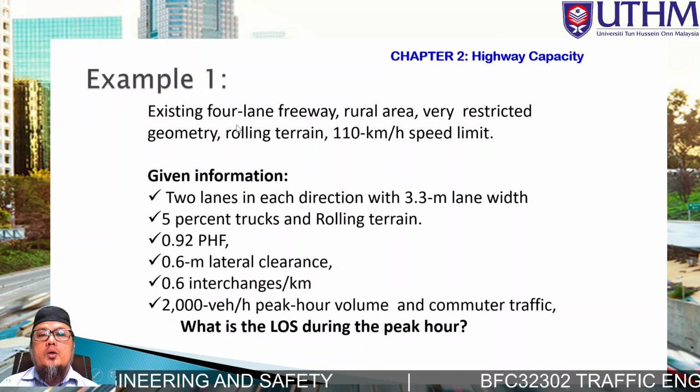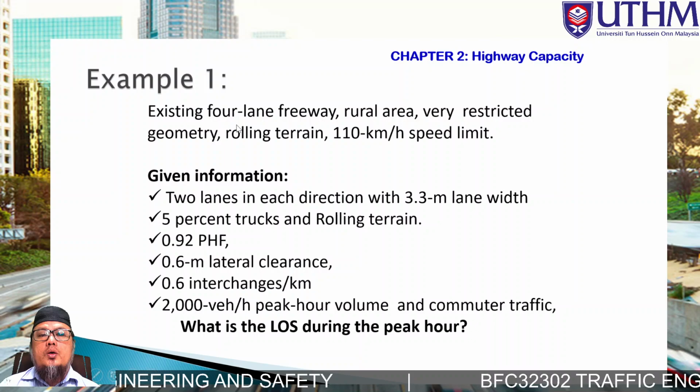Okay, given extra info: two lanes per direction with 3.3 lane width, 5% trucks, rolling terrain, 0.92 PHF, 0.6 lateral clearance, 0.6 for interchange density, and 2000 volume. Okay, commuter traffic. If they put commuter traffic, consider 1.0 for the population factor FP. What is the level of service during this peak hour? This question is very straightforward, just to determine the level of service, so we can calculate with the normal procedure. Some questions have inverse calculation; later we're going to see that specific example.